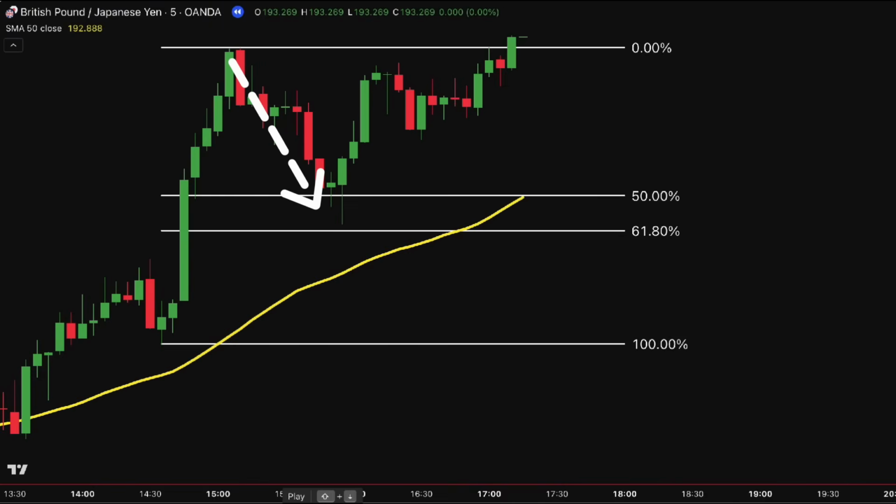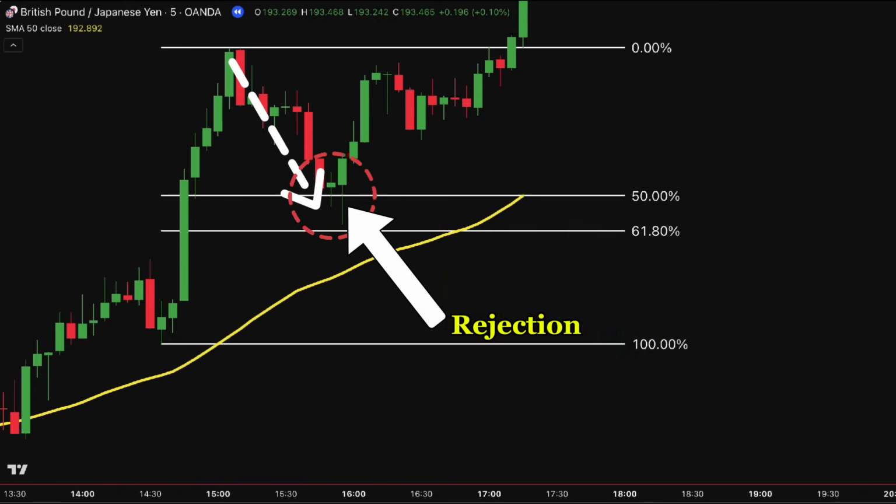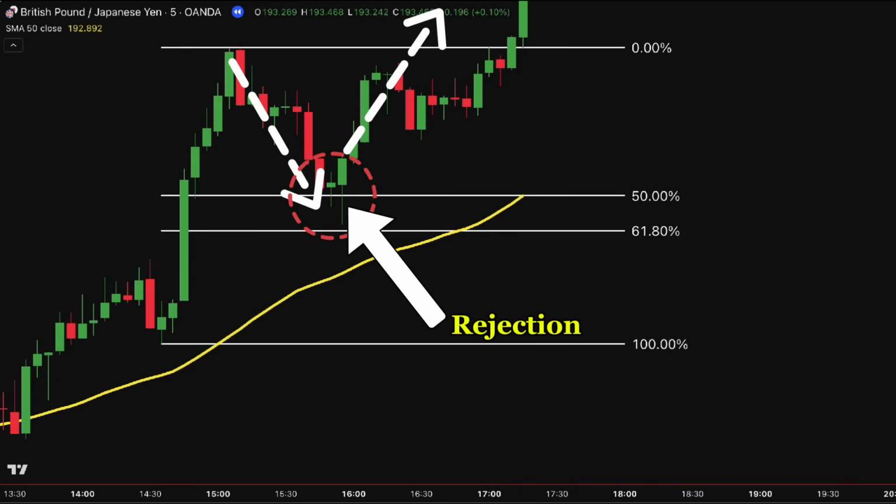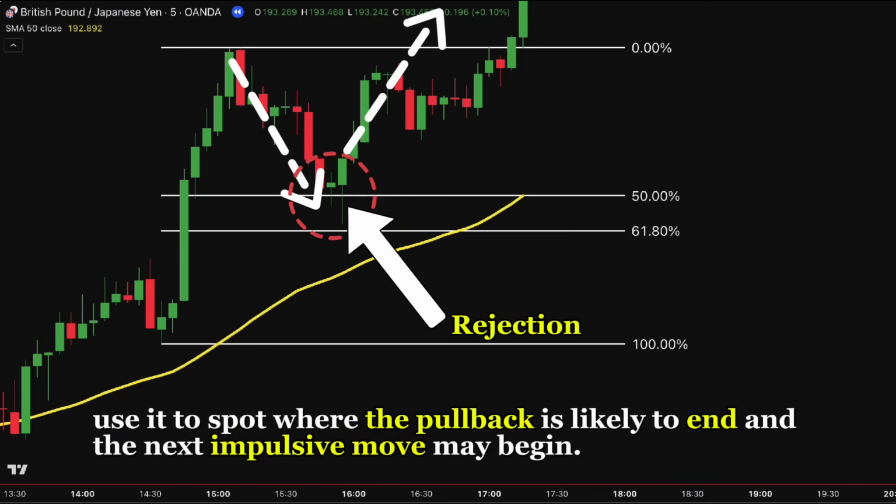Price starts to retrace. It slowly moves down. Then it taps the 50% or the 61.8% zone and gets rejected. A bullish candle forms, momentum shifts, and price starts moving up again. That's your entry. You now have a strong trend, a Fibonacci level, and a signal. This tool gives you a precise level when price action isn't clear. And the same applies in a downtrend. Use it to spot where the pullback is likely to end and the next impulsive move may begin.